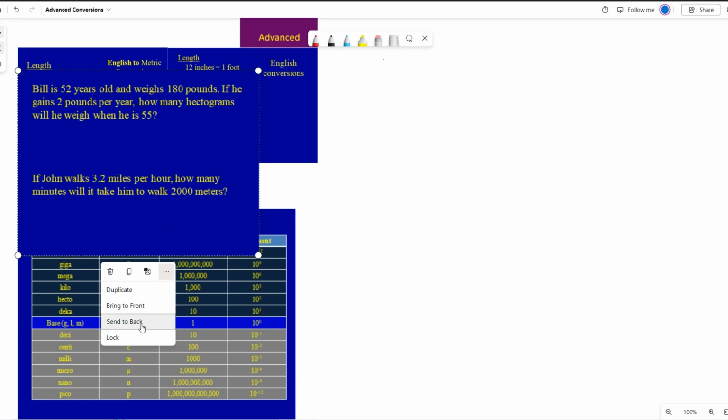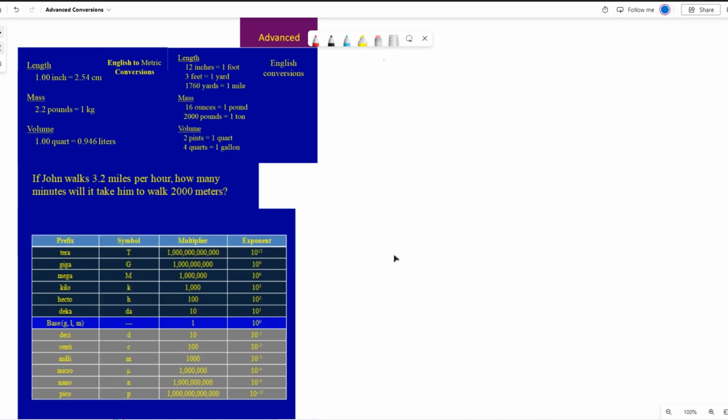All right, so this problem says if John walks 3.2 miles per hour, how many minutes will it take him to walk 2,000 meters? All right, well, let's take a look at the information that we're being given in the problem. Well, it's 3.2 miles per 1 hour. We can use that as a conversion factor to convert back and forth between miles and hours. And we see that he goes 2,000 meters. And what it wants us to find out is minutes.